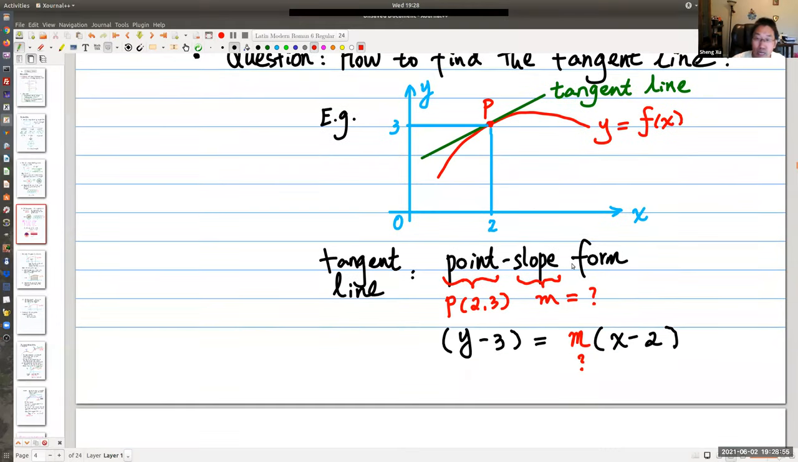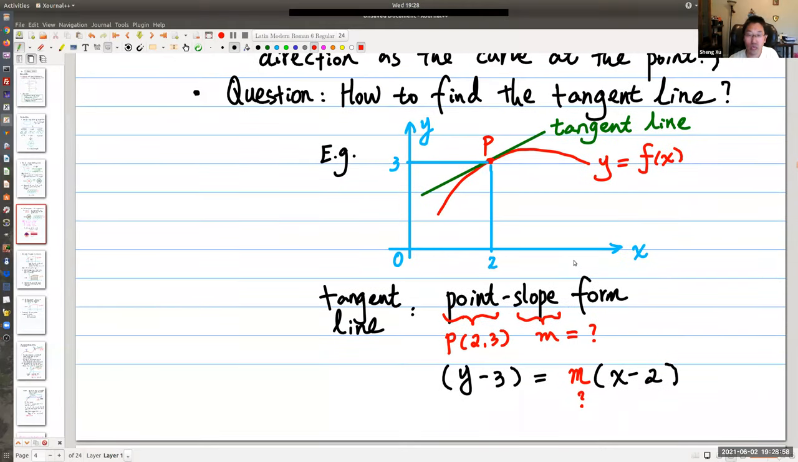In order to write down an equation for a line, I can use the point-slope form. Do I know the point? You tell me I want to find the tangent line at that point, so the point P has coordinates (2, 3). To write down the equation, I need the slope. So how to find the slope? We know the slope of this tangent line really is the steepness of this curve right at this point, or the direction of this curve at this point. So now the question is, how can I find the slope?